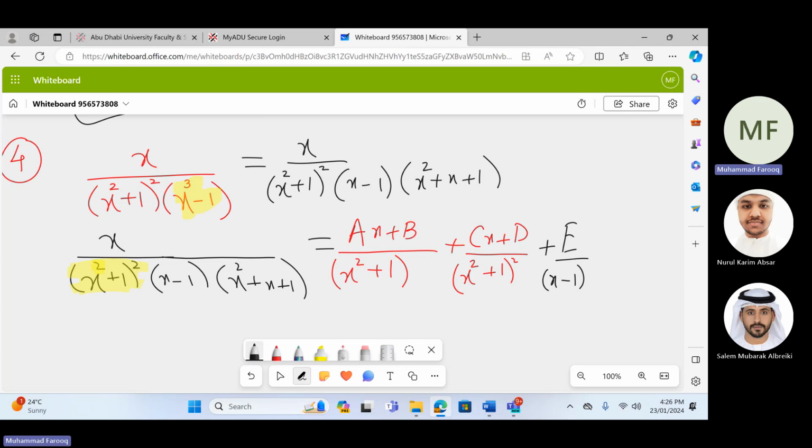We have one more, the last factor. Linear or quadratic? Quadratic. Is it repeating? No. So we take only 2 constants and that's it. After E, what are the next 2 constants? So we have Fx plus G, with F and G, divided by x squared plus x plus 1.